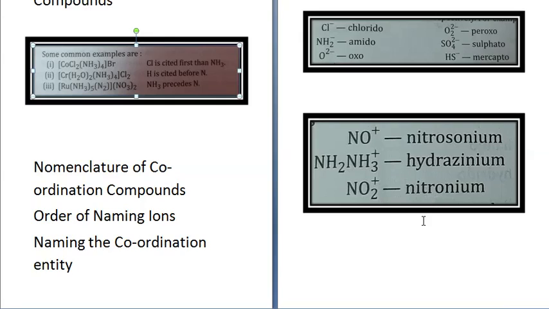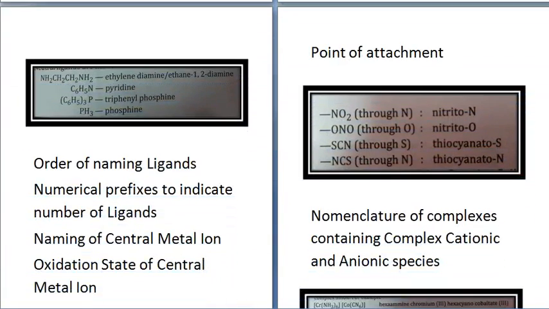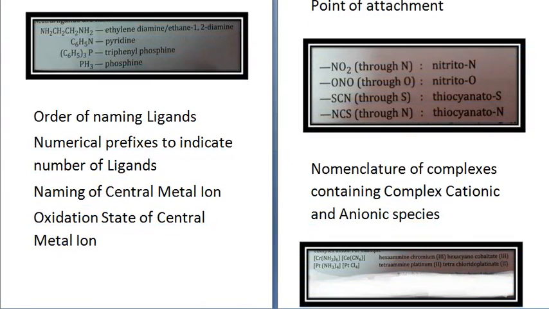Then you come to neutral ligands. Neutral ligands are named as such, like NH2CH2CH2NH2, it is ethylenediamine or ethane-1,2-diamine. C5H5N, pyridine. P(C6H5)3, triphenylphosphine. PH3, phosphine. So this is how the neutral ligands are named.